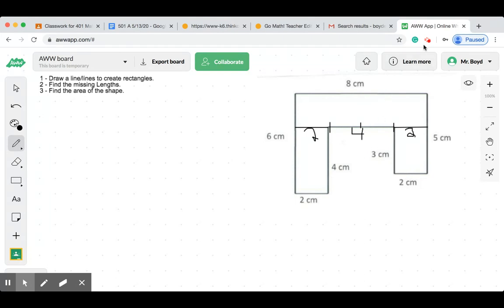Now I'm going to post another video on how to find the area of the entire shape.